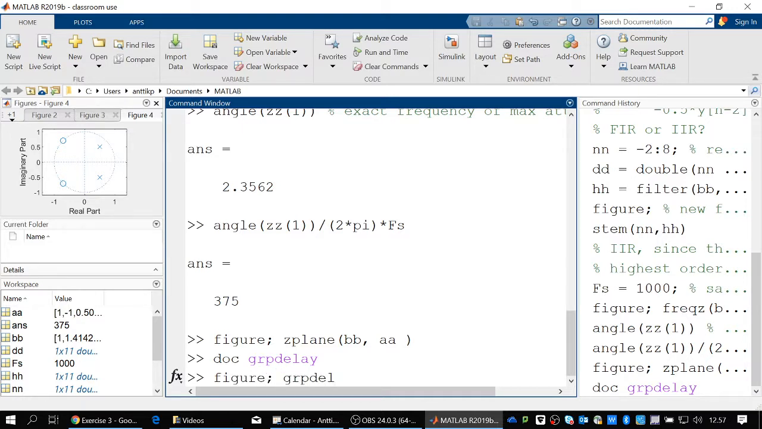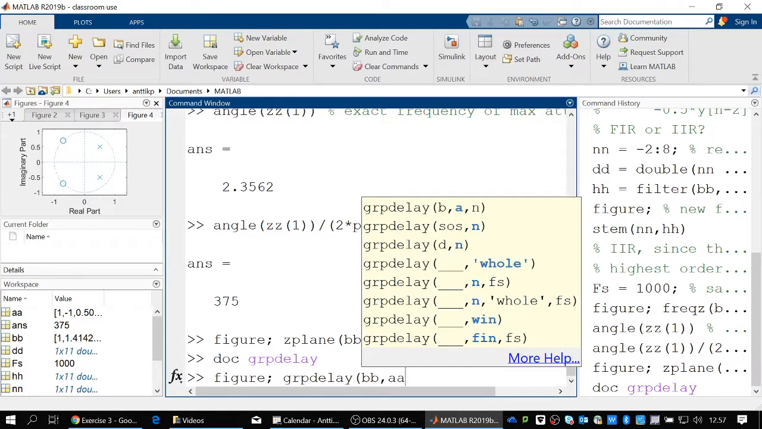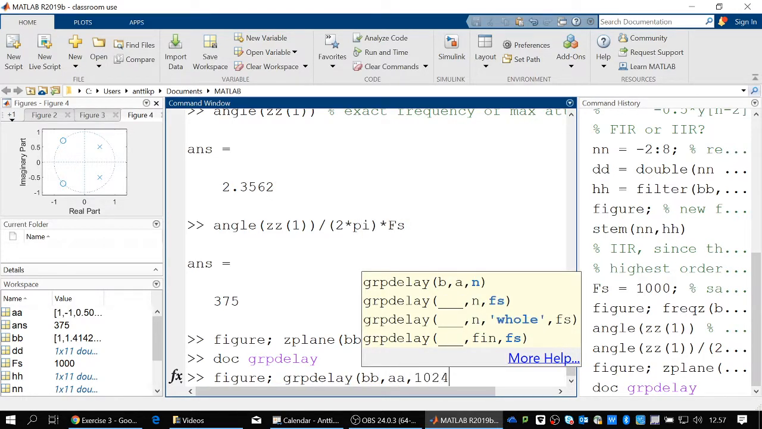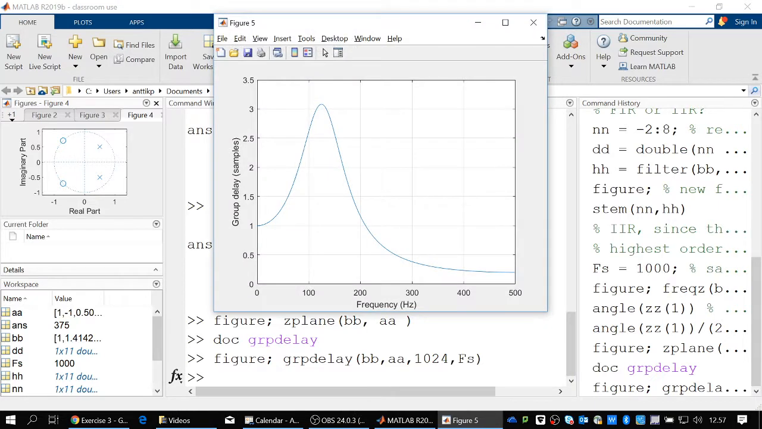Okay, so group delay on a new figure. And again, the same parameters. We have just the system coefficients like that, and then, for example, 1024 points, and then we have the sampling rate. This shows the group delay. And as you can see, this group delay shows that we have one sample delay for DC.